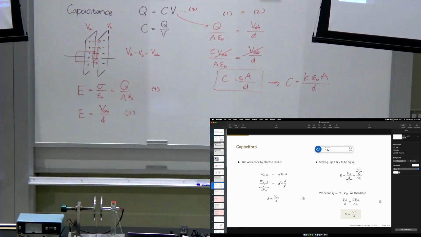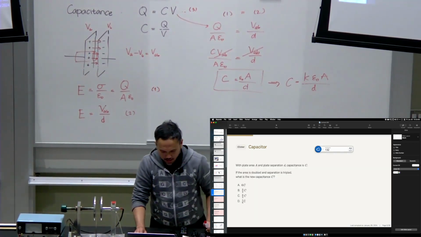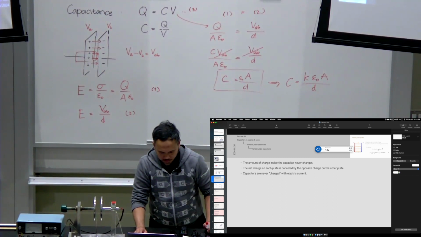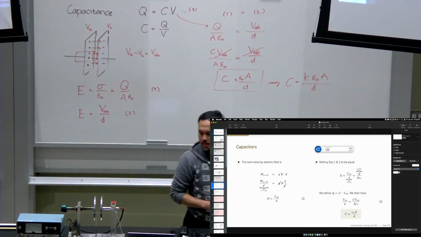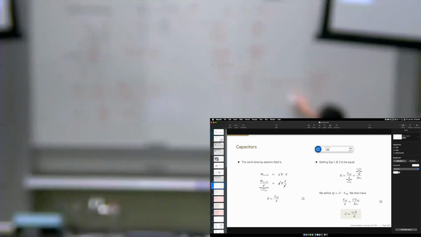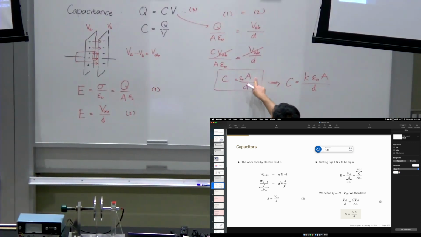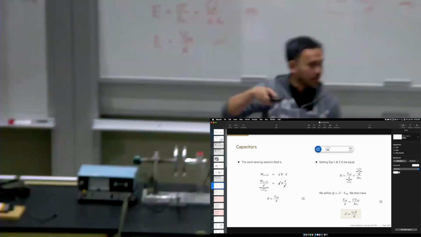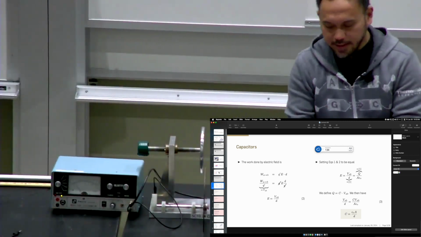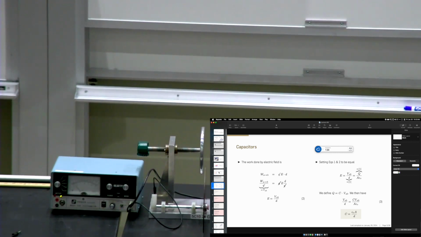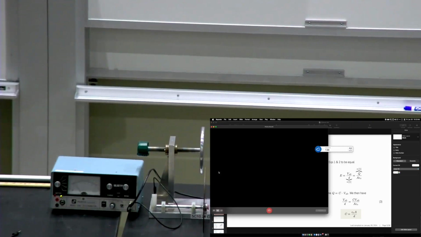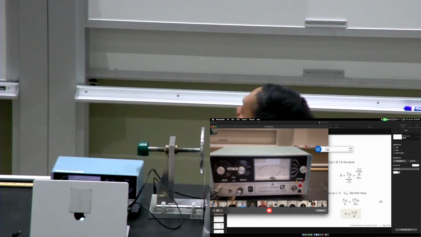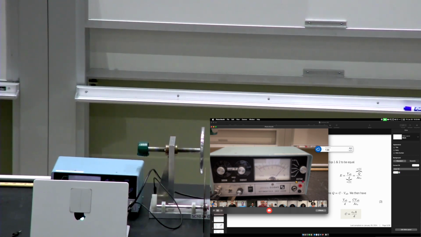So let's do a demo. And on the exam, I may ask you about the demo. So the formula is C equals permittivity times area divided by D. So this is a capacitor. So let me switch to a different camera, and then switch to another camera so you can see the voltage. Apologize that it's not focused.